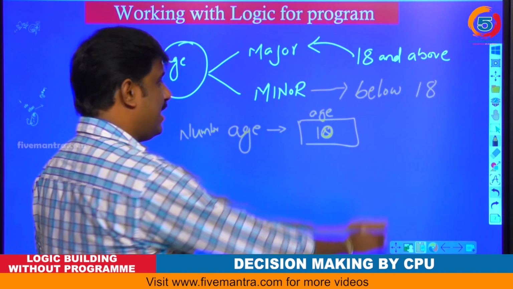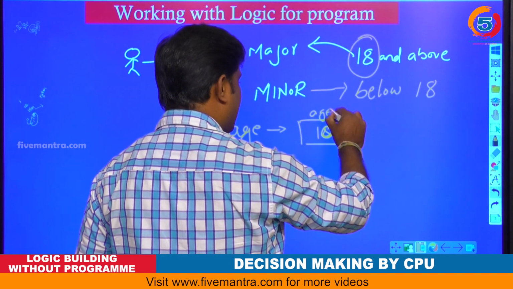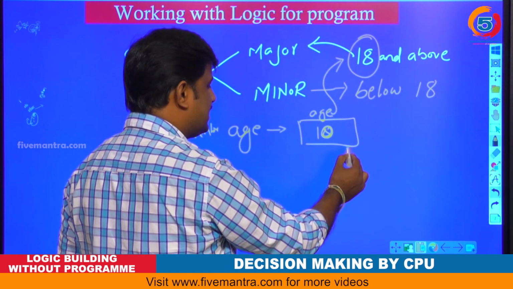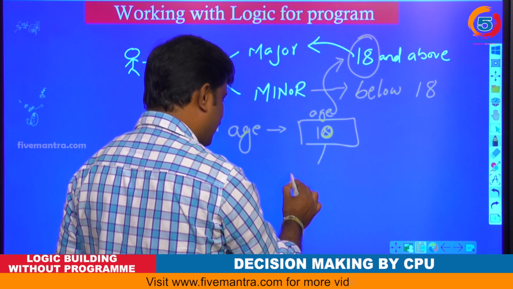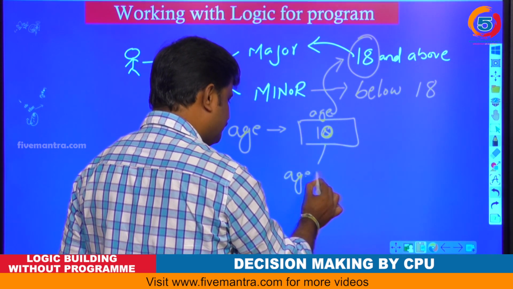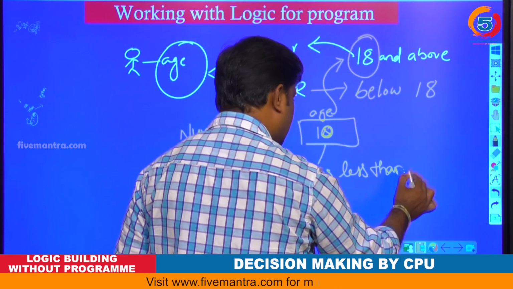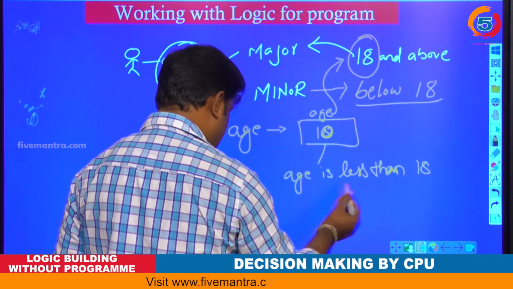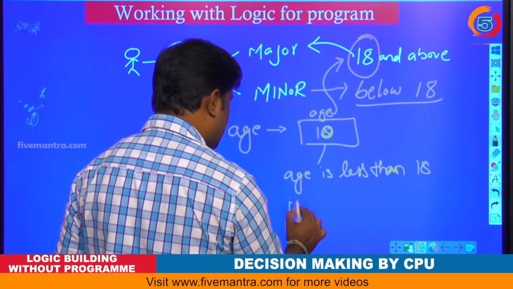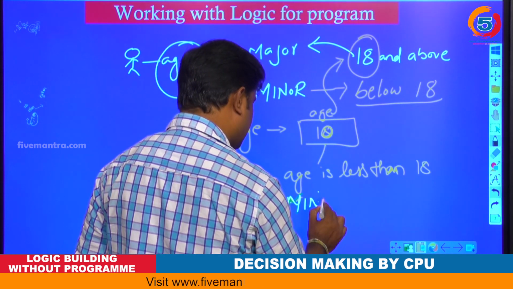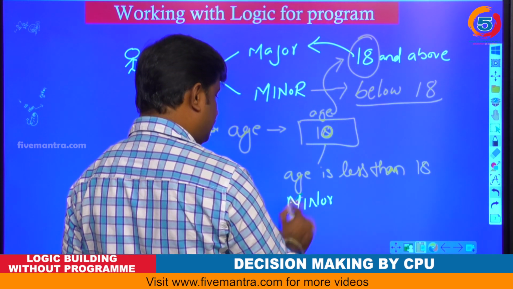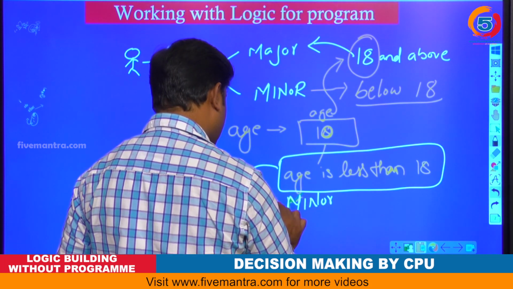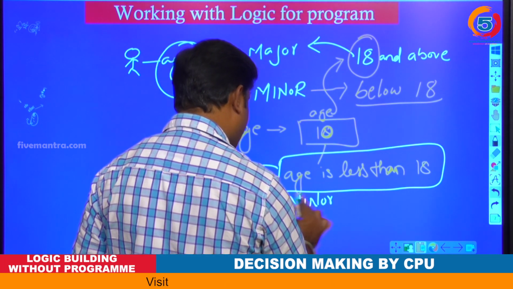Now I have to find. How can I find? Already I know if age is compared with 18. If less than 18, it is minor, right? I'll compare. Age is less than 18. This is the below 18, right? Less than 18, what do I have to write? Minor. And if this is true, then it will implement this one.